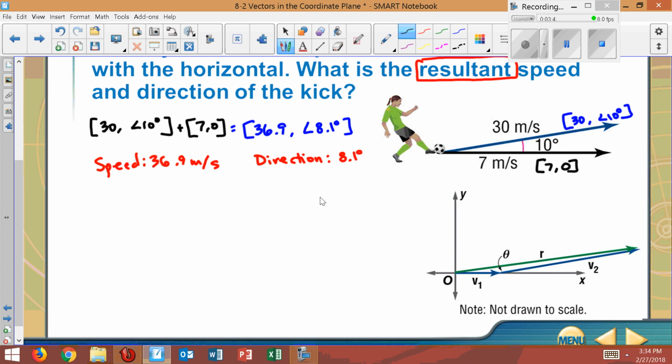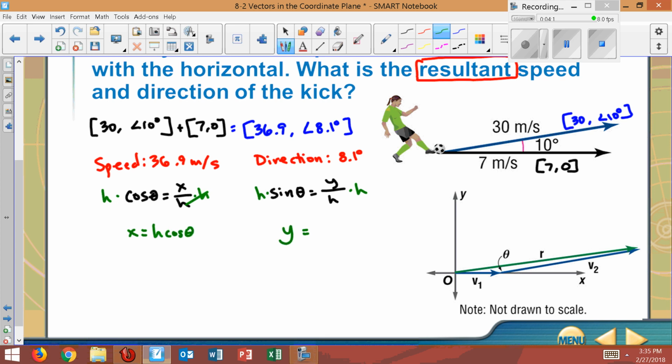What you would have to do, if you remember from earlier in the year, is know that cosine theta is equal to x over h, and sine theta is equal to y over h. Well, to convert from one form to the other, to get the y by itself, I'd multiply both sides by h. To get the x by itself, multiply both sides by h. And so basically we know that x is the same thing as h cosine theta, and that y is the same thing, when we cancel this, as h sine theta.